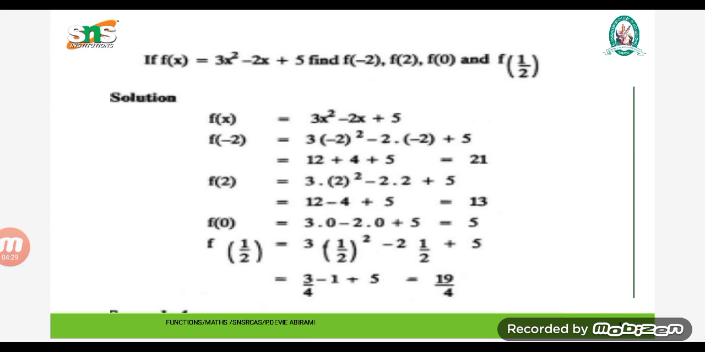If x is equal to 2, if I replace 2 in my function, I will get the answer as 13. Similarly for 0, if I substitute 0 in my function, I will get the answer as 5. So we can find any values by substituting the x value in the given function, so that we get our domain value and the codomain value for the corresponding function.